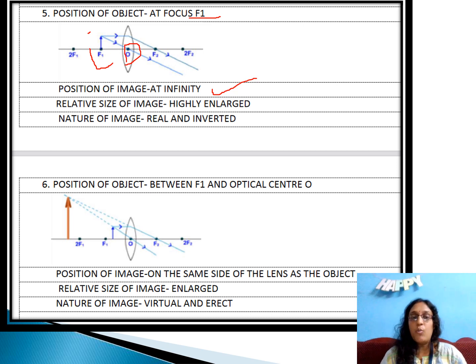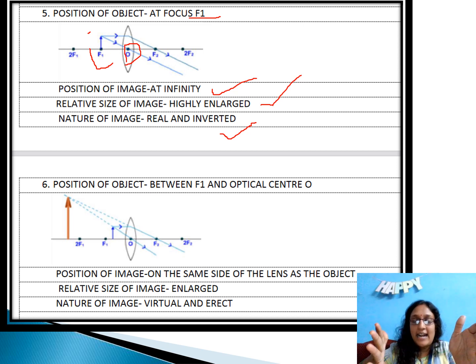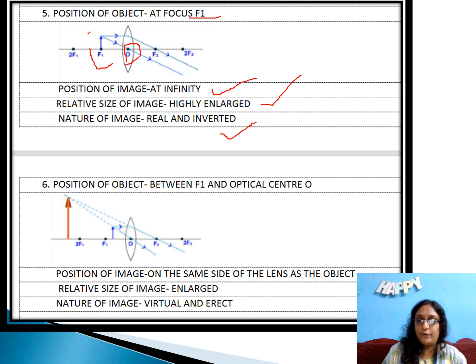Here the relative size of the image will be highly enlarged, and the nature of the image is still real and inverted. We haven't deduced the exact position. So this is your fifth position. In the fifth position, you're keeping the object at F1 and you're getting your image somewhere at infinity. That will be your fifth position.